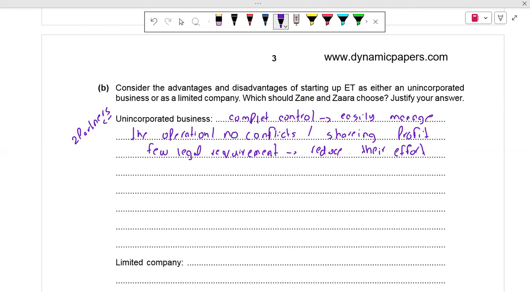Okay. But if we are talking about the disadvantage, we can say there is a limited source of capital, because they have only two partners. So it means that they cannot invest a very high amount in the business. Okay. And one more thing is that responsibilities are basically shared between the partners.